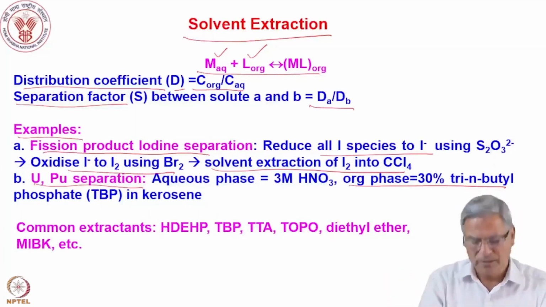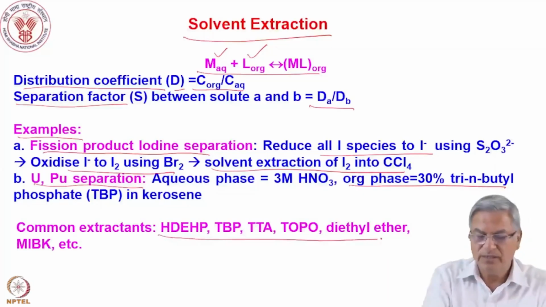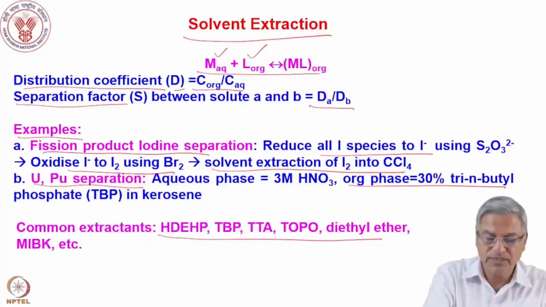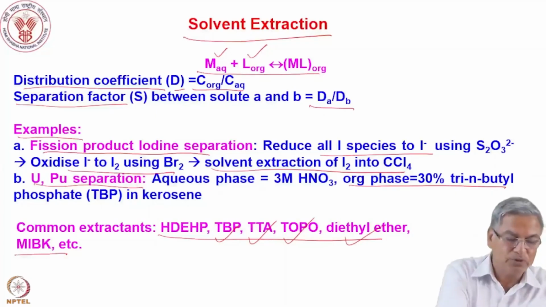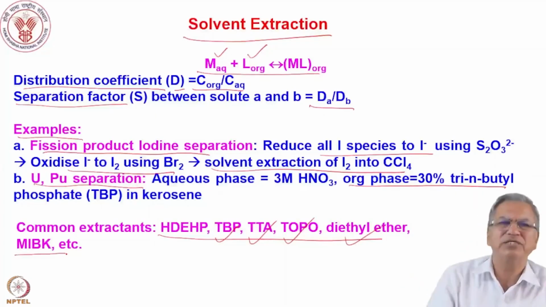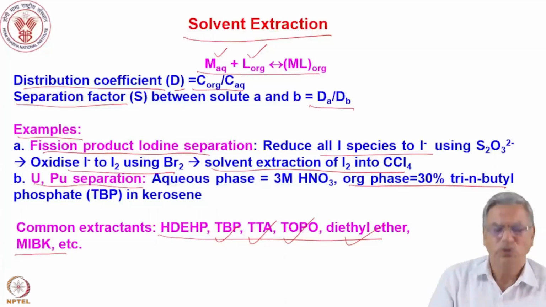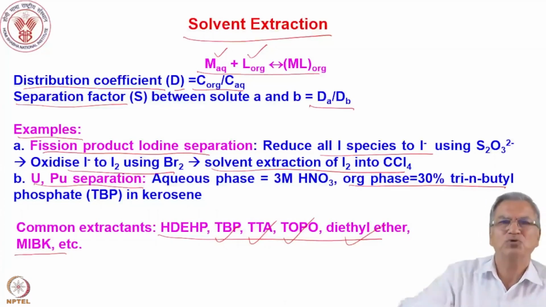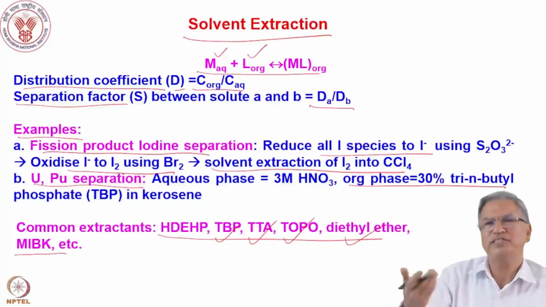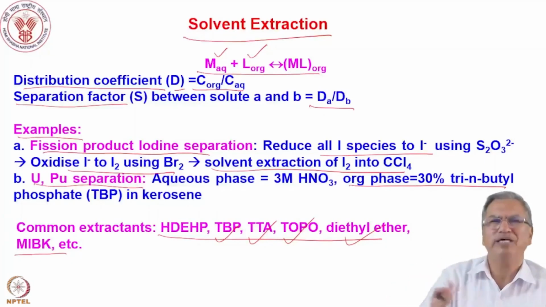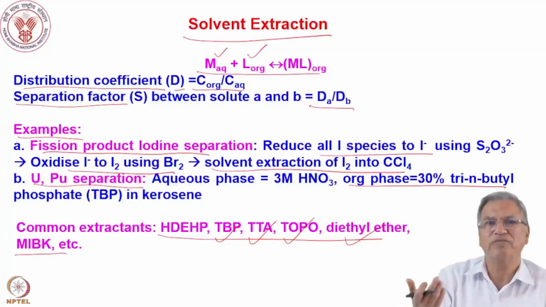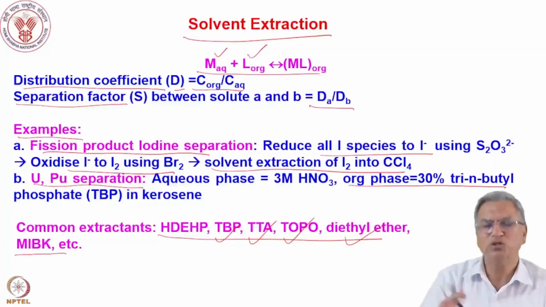So there are many reagents that are used for solvent extraction: di-ethyl hexyl phosphoric acid, tributyl phosphate, phenyl trifluoroacetone, tri-n-octyl phosphine oxide, diethyl ether, methyl isobutyl ketone. These are commonly used to do solvent extraction of metal ions from aqueous to organic. And later on, as a function of different acidity, you can strip them back into the aqueous phase. So the distribution coefficient depends upon the acidity of the aqueous phase and the concentration of the particular ligand in the organic phase. So you have to play with the acidity to do the separation.